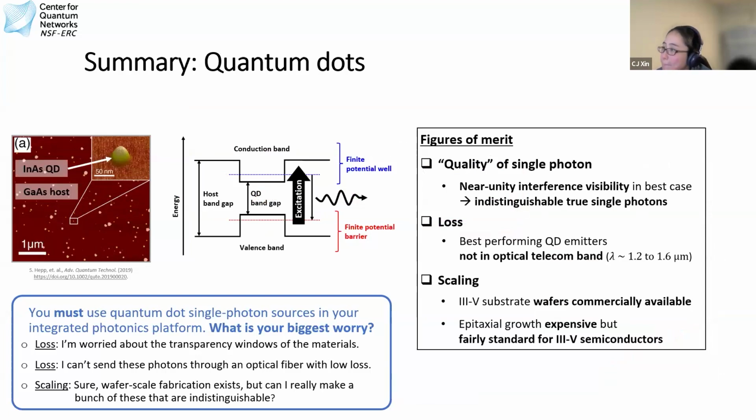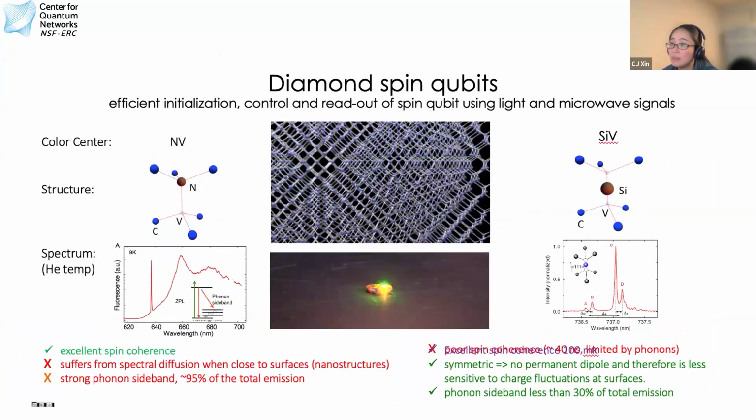And then the other type of atom-like systems in solid state materials that we can use as single photon emitters are diamond spin qubits. Marko, do you want to talk about this one?